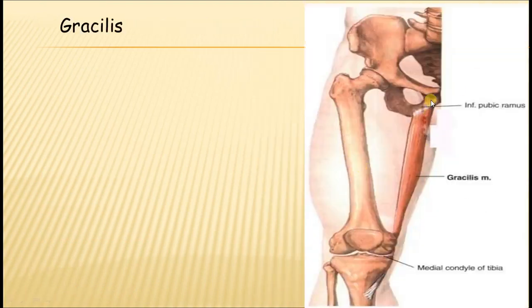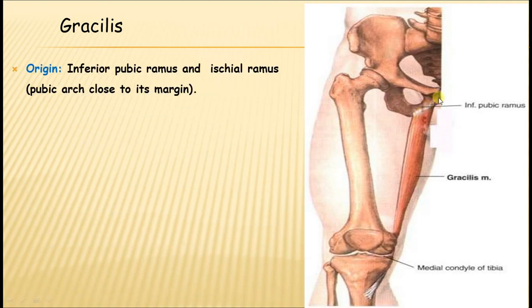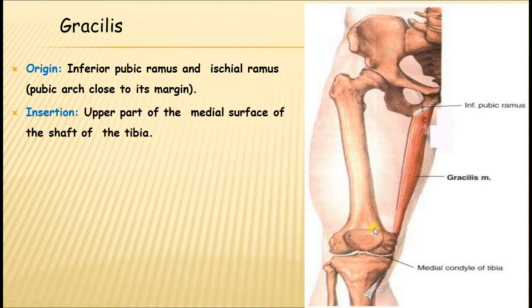The gracilis mainly arises from the inferior ramus of the pubis, the inferior pubic rami, and also from the conjoint ischiopubic rami. This forms the pubic arch; near the margin of the pubic arch it is attached. It is inserted into the upper part of the medial surface of the shaft of the tibia. The medial surface of the upper one-third of the shaft of the tibia alone receives muscle attachments. The remaining part of the tibia has no muscle attachment and is completely subcutaneous throughout its length.